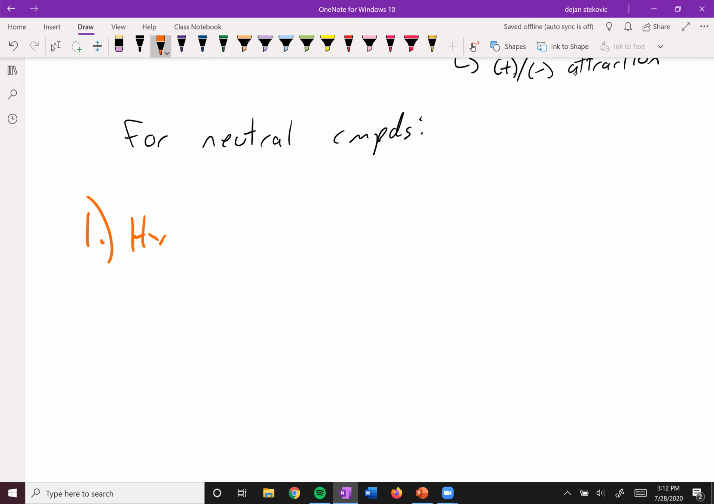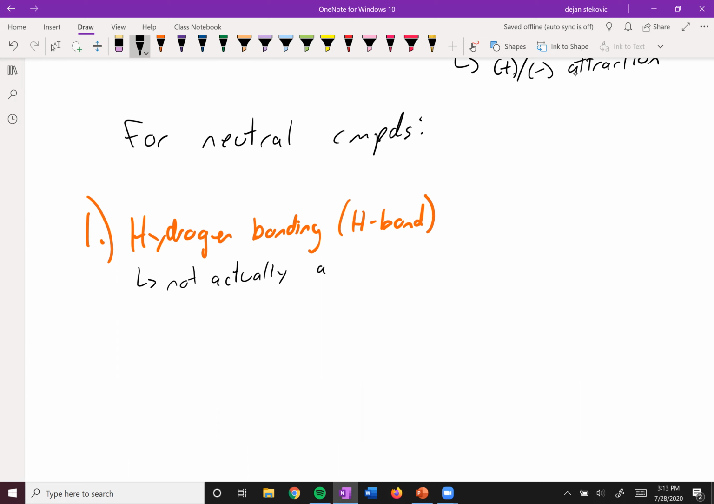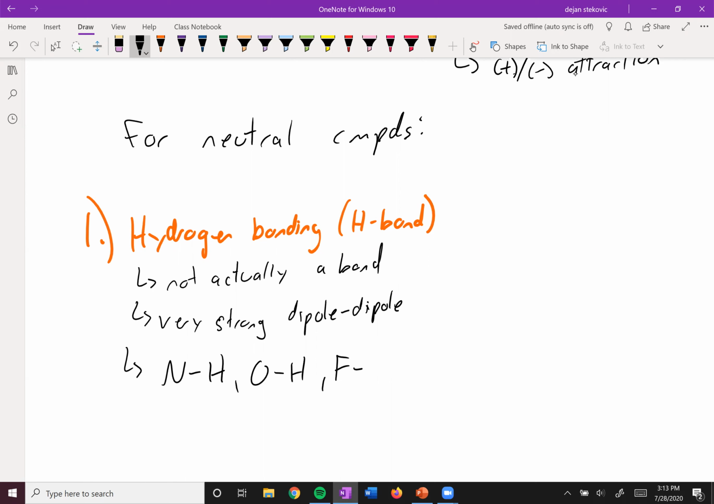The first one is called hydrogen bonding, or an H bond. First thing you need to realize about this, it's not actually a bond. It's essentially just a very strong dipole-dipole interaction. We'll get to that in a minute. And then it's between molecules with NH, OH, or FH bonds.